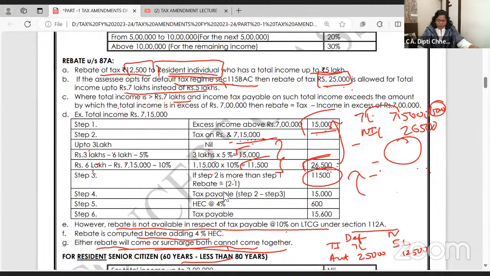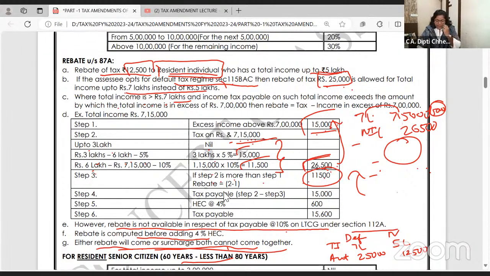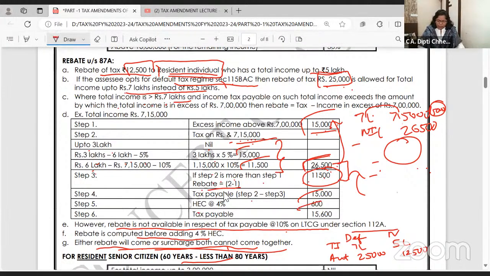So if step 2 is more than step 1, then 11,500 is the rebate under section 87A that we want. Now what is the tax payable? Tax payable is 26,500. I have asked for a rebate. So okay, whatever I have earned above 7 lakhs 15,000, that I'll pay as tax, and on that 4% cess also.